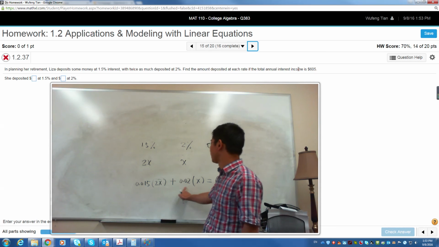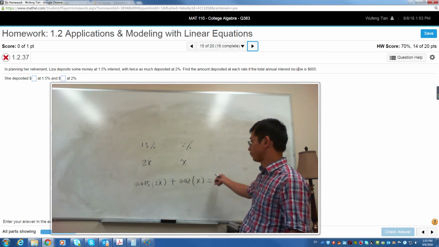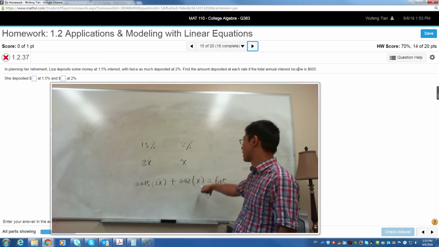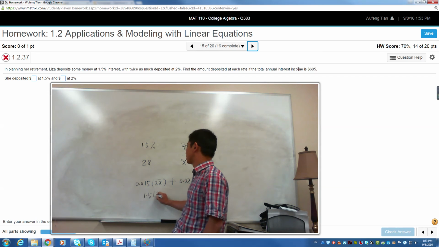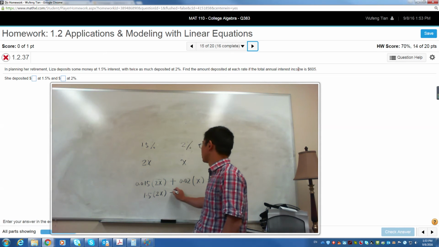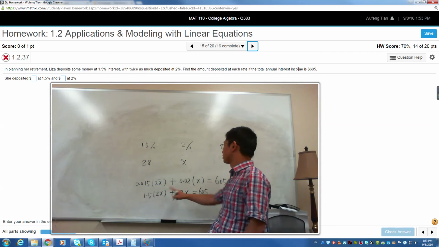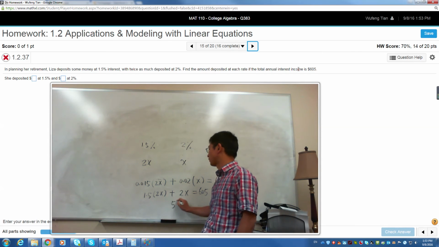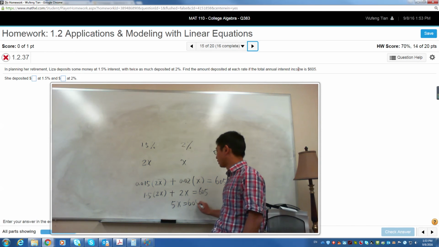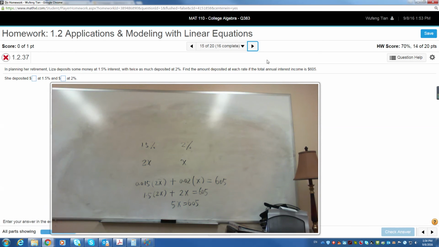And then you multiply everything by 100, okay, by 100 you can solve for x. You multiply this by 100, it is 1.5 times 2x. You multiply this by 100, it is 2 times x equals 605. Then you solve that: this is 3x, this is 2x, together is 5x equals 605. Then you solve for x. Okay.